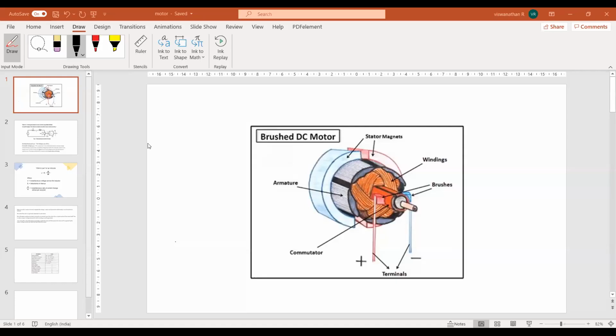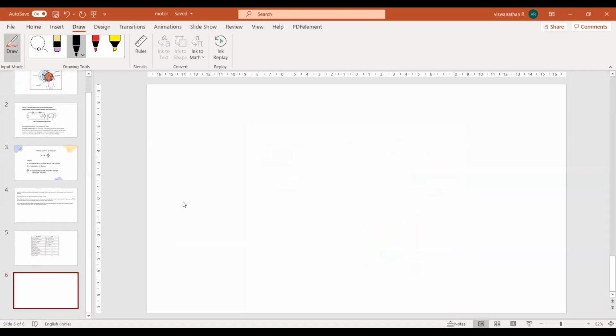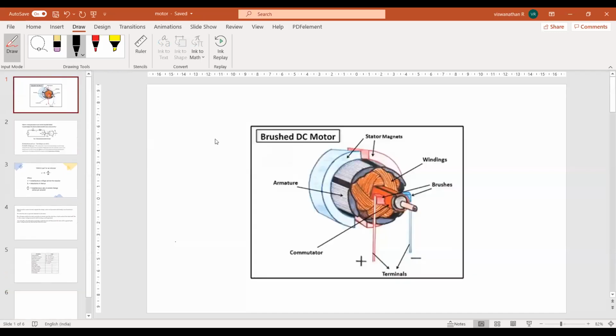So today what we'll do is, we'll not focus on the controller part today. We'll focus on the motor itself. Okay, we'll focus on the motor itself.